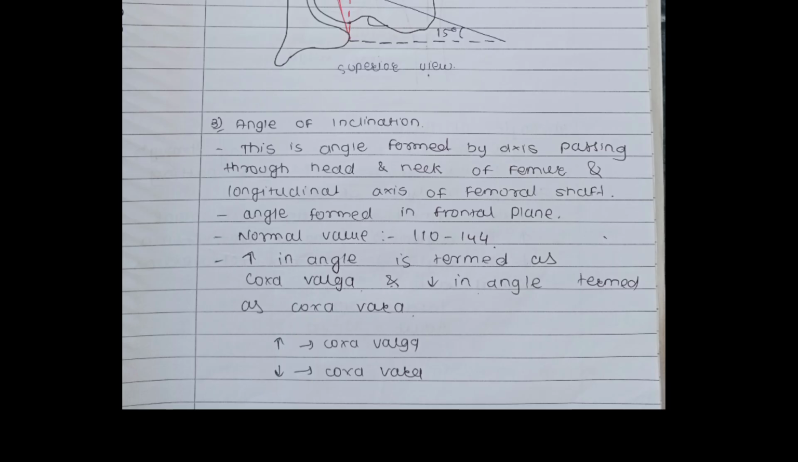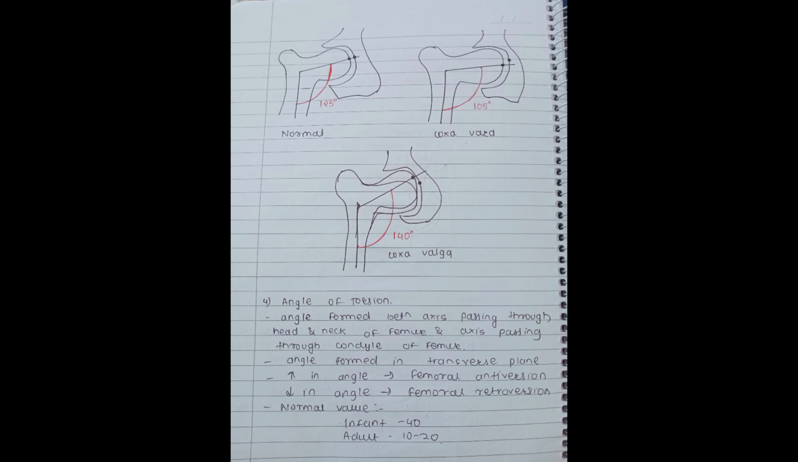The third is the angle of inclination. This is the angle formed by the axis passing through the head and neck of the femur and the longitudinal axis of the femoral shaft. An increase in the angle is termed coxa valga and a decrease in the angle is termed coxa vara. Here you can see the diagram: normal is 125 degrees, coxa vara, which is a decrease in angle, is 105 degrees, and coxa valga, which is an increase in angle, is 140 degrees.